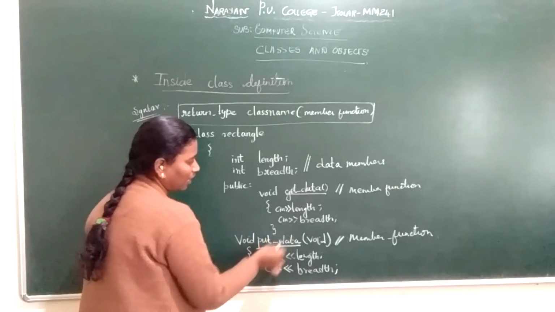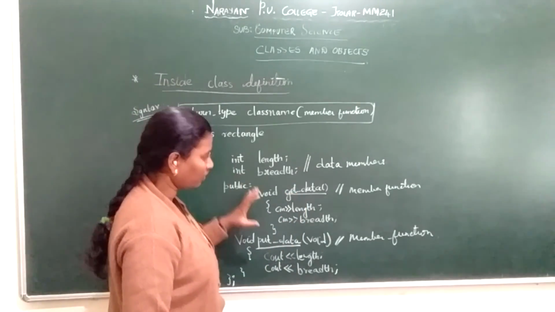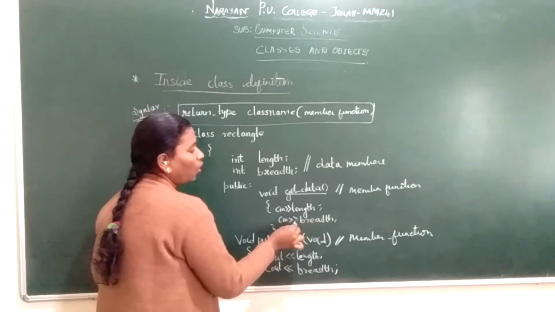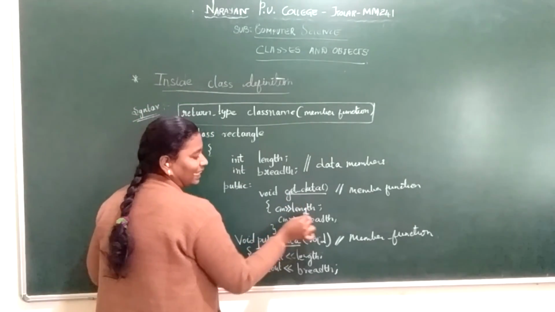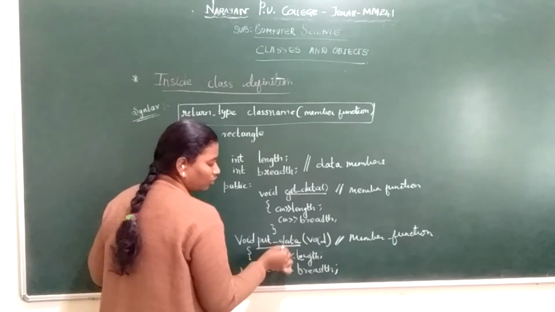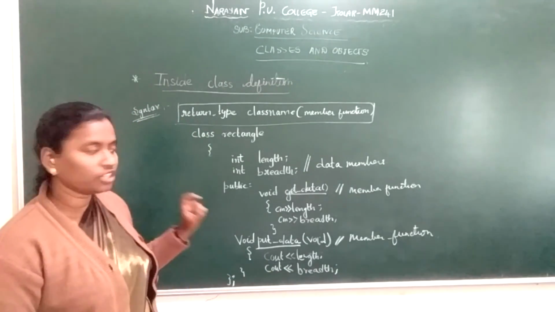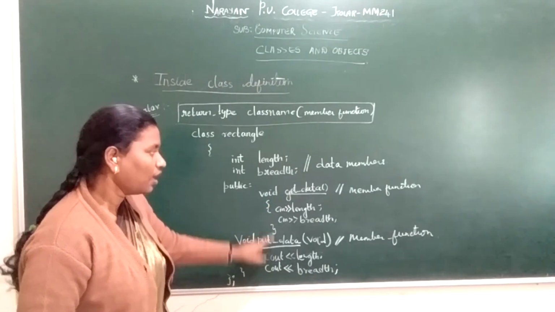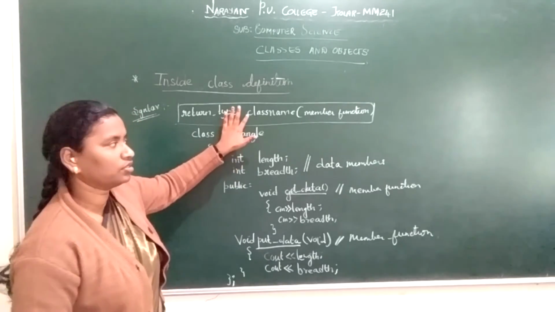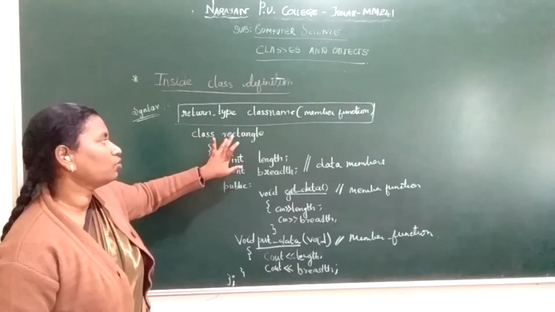Why? Because for get data and put data, I have not just declared them, I have even defined what they will do. Get data will read the length and read the breadth. Show data will display the length and display the breadth. So the definitions for get data and put data I have defined within the class. So what is my class? Rectangle.